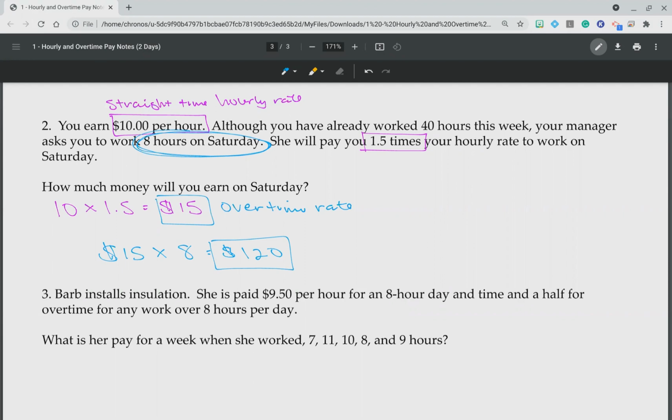All right, and that question was a little bit tricky because it didn't ask you your total pay, so you didn't really have to worry about these 40 hours. We weren't asked anything about that. The only question asked was, how much money did you make on Saturday? So be careful. Read these questions carefully.